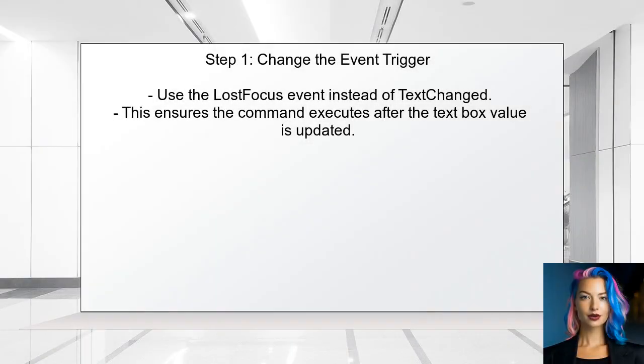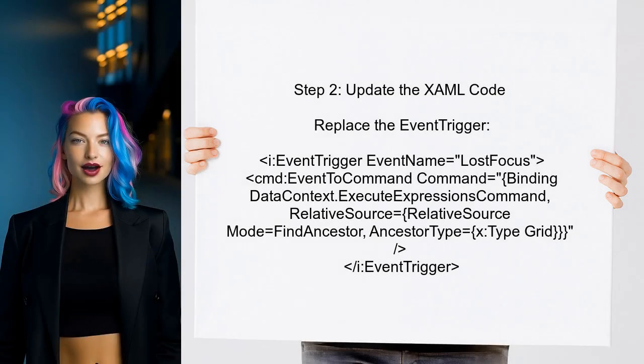To address the user's issue, we can change the way the command is triggered. Instead of using the text changed event, we can utilize the lost focus event. This event occurs after the user has finished editing the text box, ensuring that the bound property is updated first. In the XAML code, we will modify the event trigger to listen for the lost focus event. This way, when the user clicks away from the text box, the command will execute with the updated value.